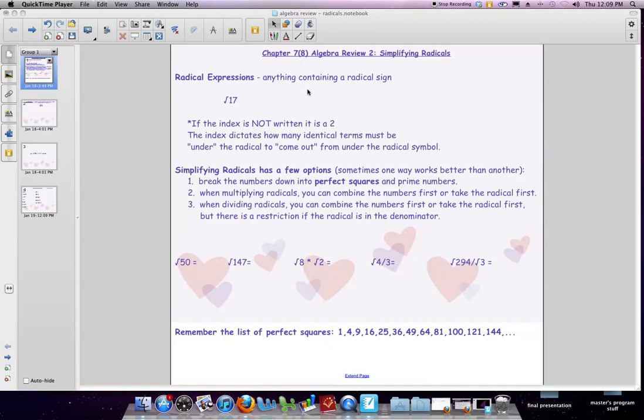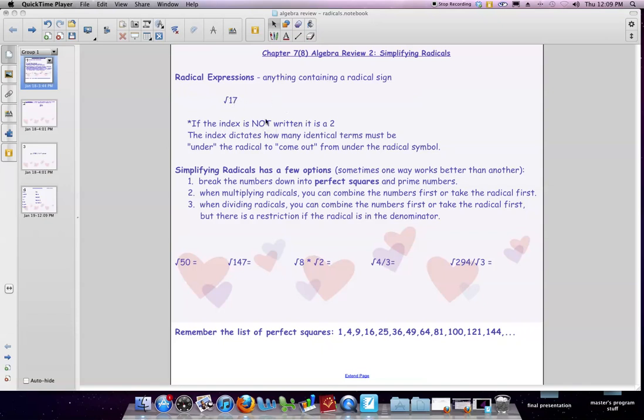Okay, this lesson is an algebra review lesson on simplifying radicals. It's technically in chapter 7, but we don't use it till chapter 8, so that's why I put 7 and 8 at the top. One thing we're going to be talking about is what is a radical expression and then how to simplify it. A radical expression is anything that has this root symbol on it.